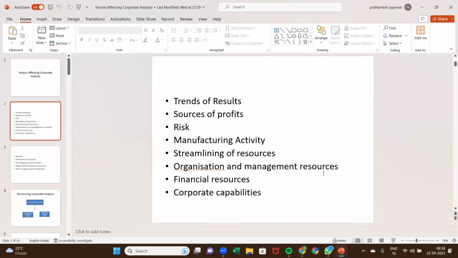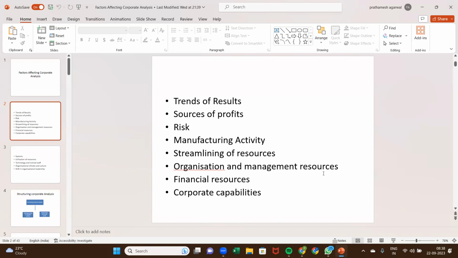Any organization needs to have its finances in place. They need to have a constant flow of finance, a constant flow of cash. Moreover, the organization should have its reserves for better strategic planning. Then corporate capabilities.